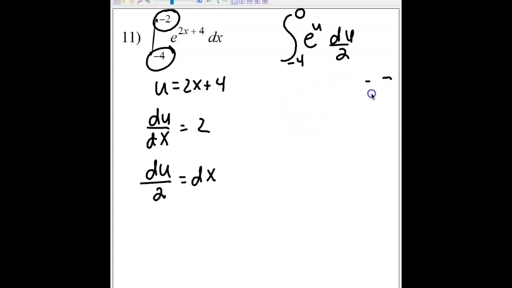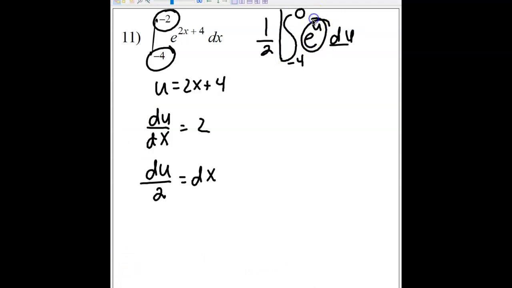All right, so that's one thing I want you to be aware of, that if you ever have to do U substitution with a definite integral, you have to change the limits also. Another thing is that little 2 there in the bottom. I'm going to move it here to the front, like so. And then from there, we can go ahead and do our integral.